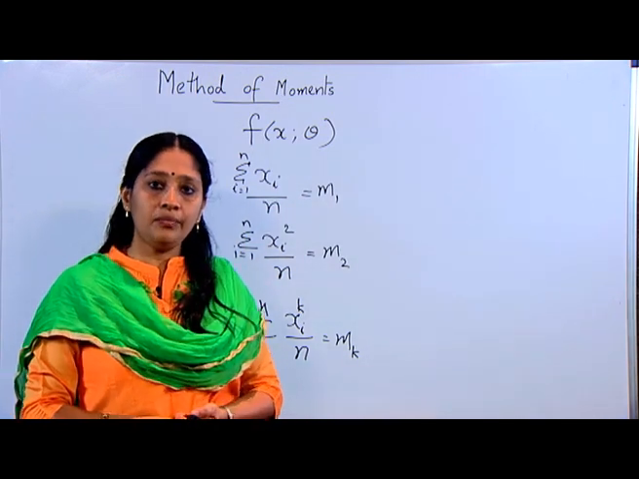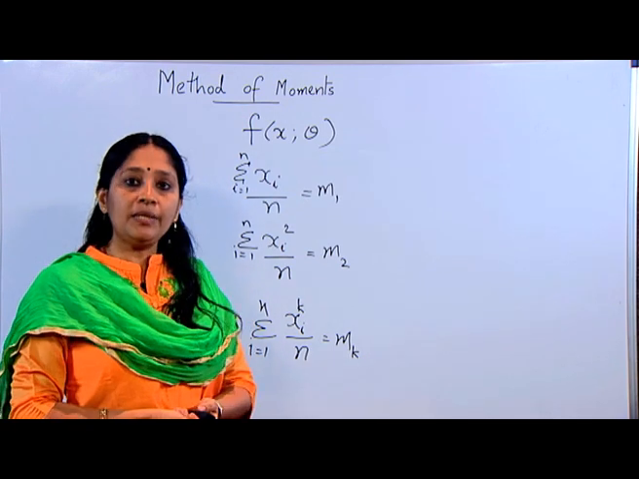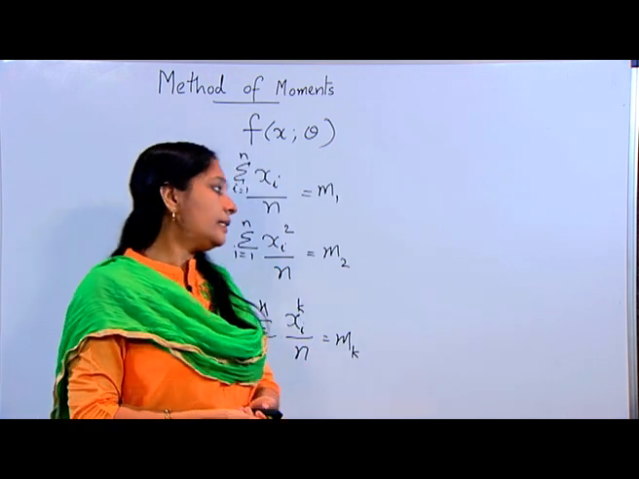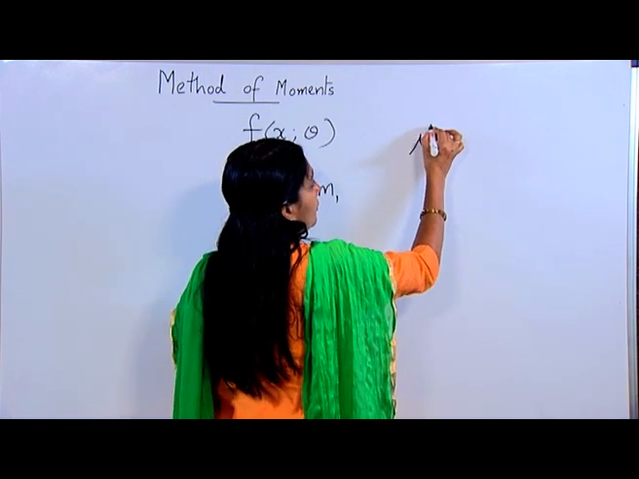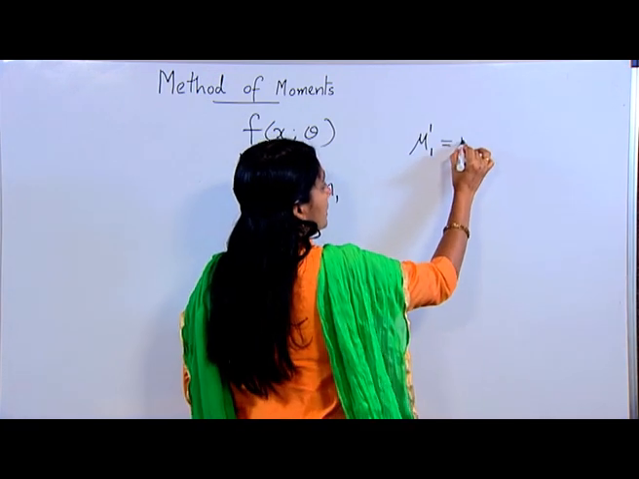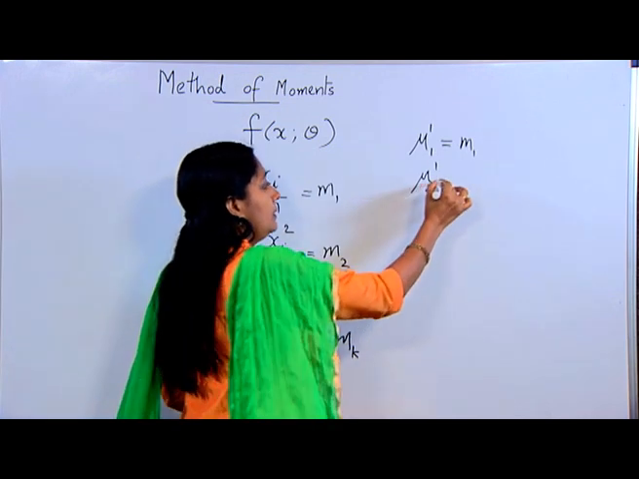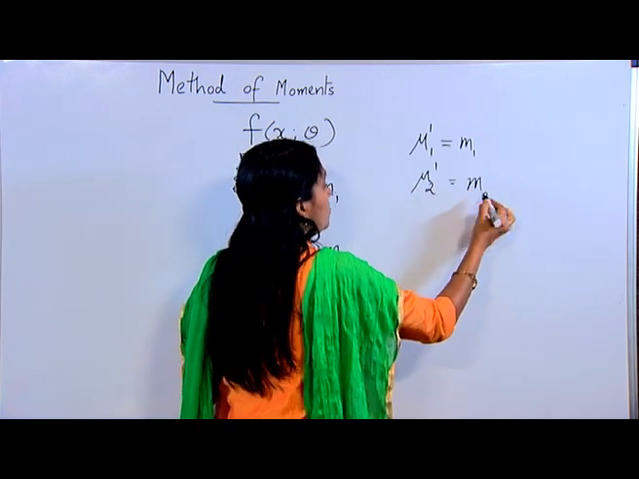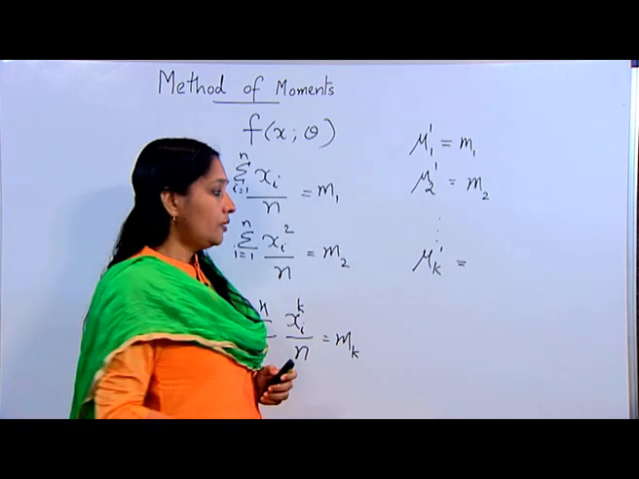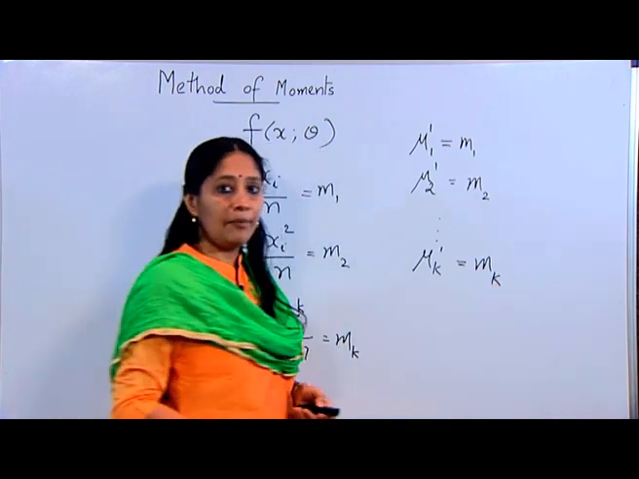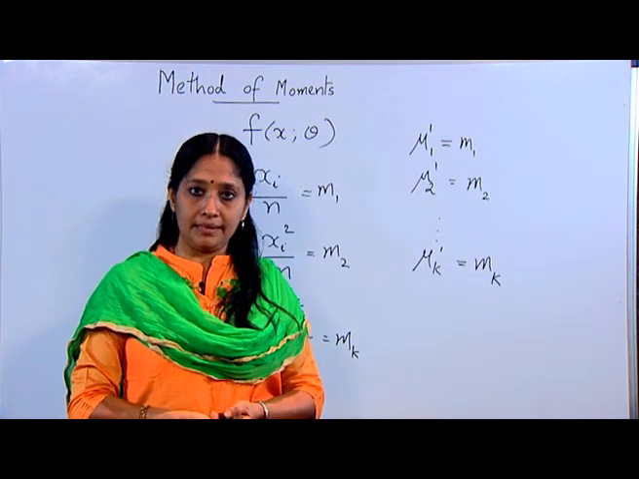In the method of moments, we equate these sample moments with the population moments, and the estimators for the parameters are obtained by solving the system of these equations. So, it means that we will equate the first order population moment mu 1 dash with the first order sample moment m1, the second order population moment mu 2 dash with the second order sample moment m2, etc., and the kth order population moment mu k dash with the kth order sample moment mk. So, solving these equations, we will get the moment estimators of the parameters.